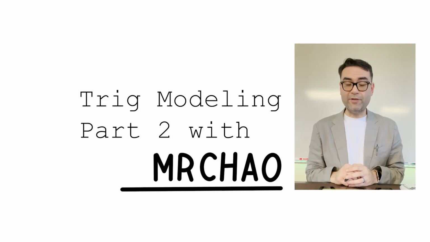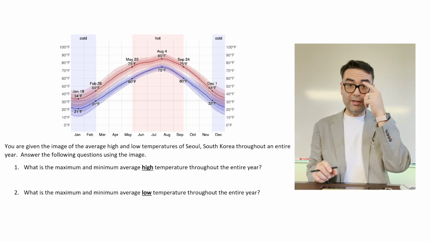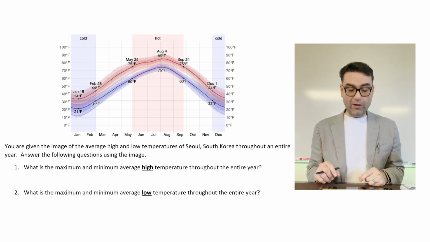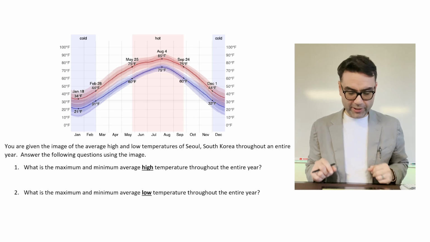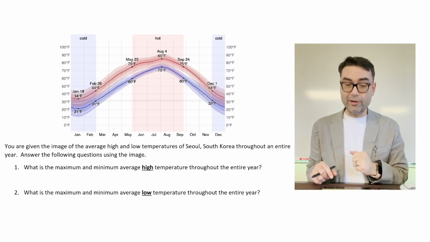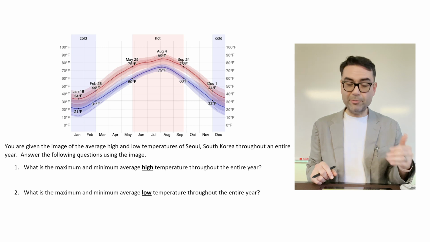Continuing with trigonometric function modeling, on the back of the handout, we have a chart that shows us the average high and low temperatures in Seoul, South Korea over an entire year. So if you look at this chart here, it has the months on the horizontal axis, January through December, and on the y-axis, it illustrates the temperatures over time.